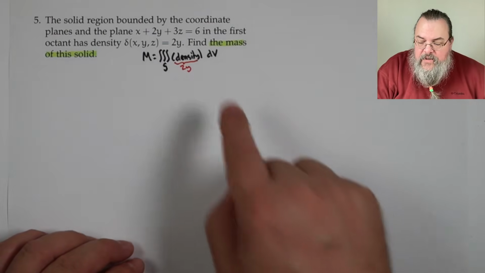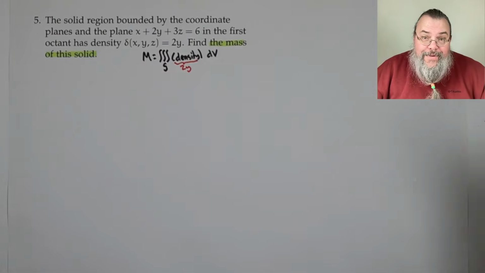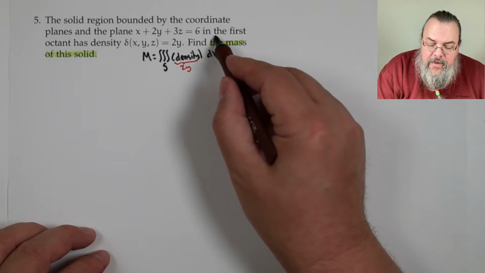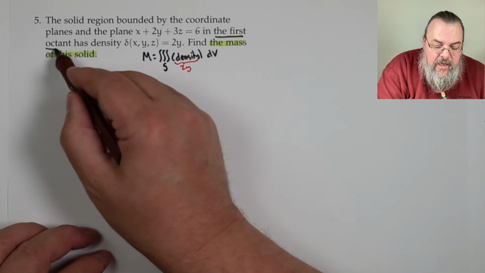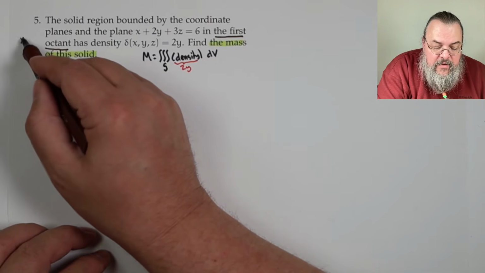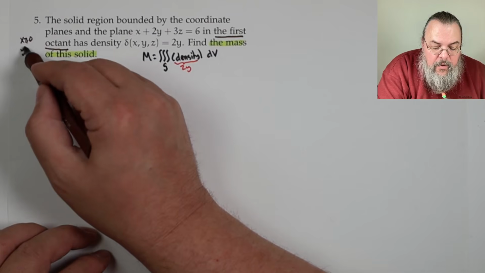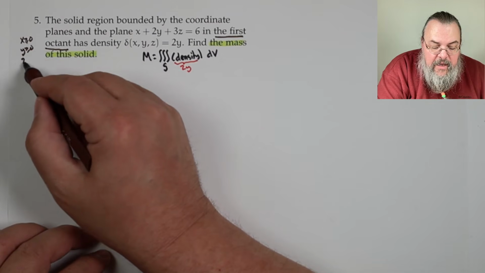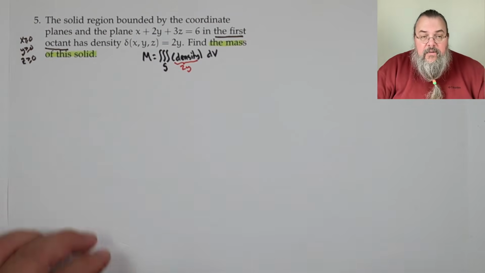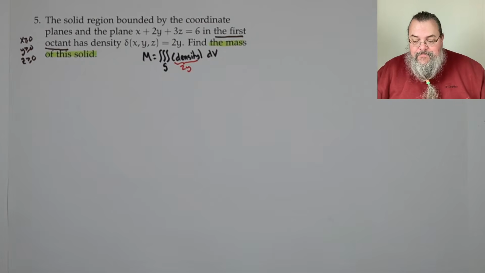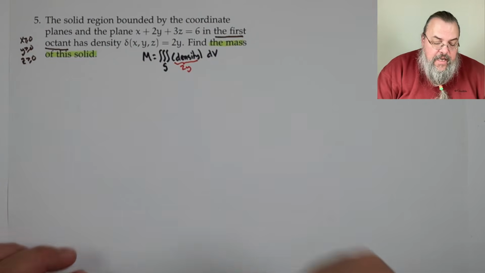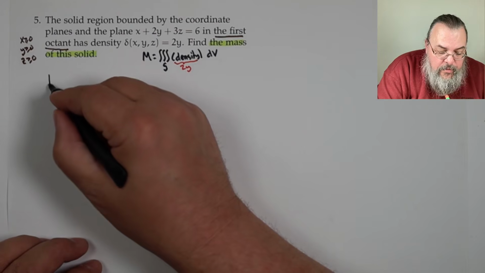We're in the first octant. What does that mean? If you're not familiar with the first octant, that's another way of saying x is greater than or equal to 0, y is greater than or equal to 0, and z is greater than or equal to 0. So everything's non-negative. All right, so we can start sketching.